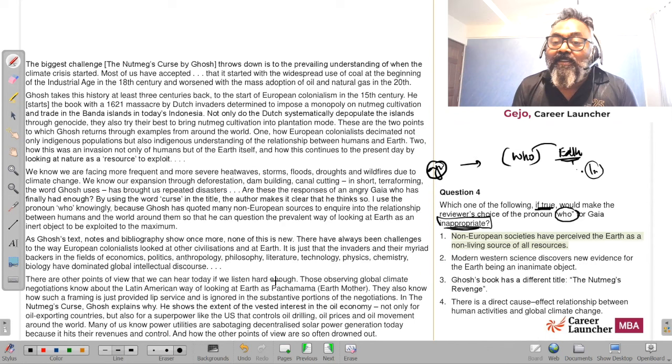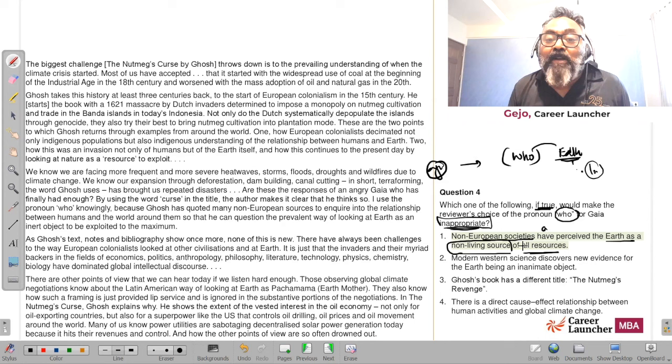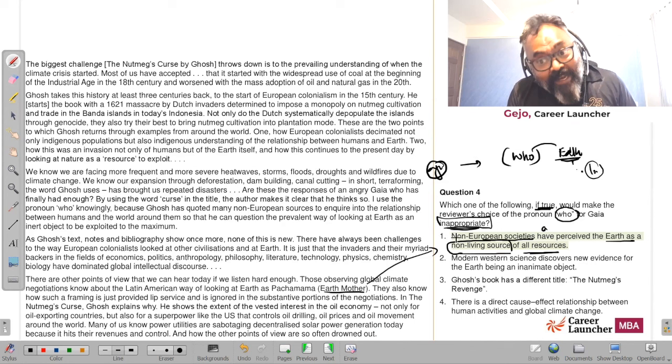Non-European societies have perceived Earth as a non-living source of all resources. There you go. A non-living source means non-European society also has a colonial mindset. The colonial, everybody has the same mindset. Latin American chants say that it's about Earth mother. No, that is not the case. So it goes against that idea, no? And it goes against the idea, which is why this would be inappropriate.